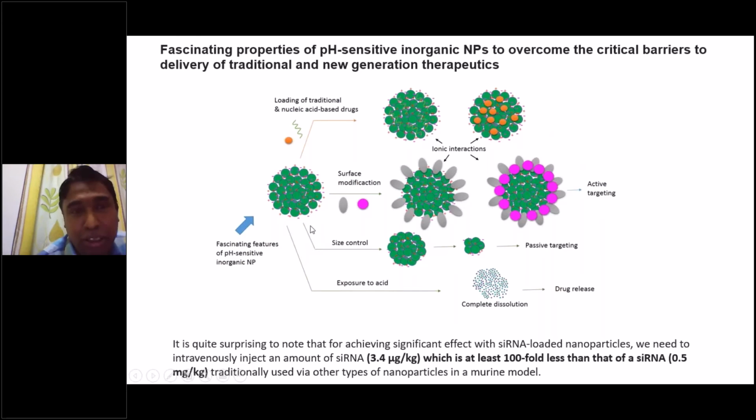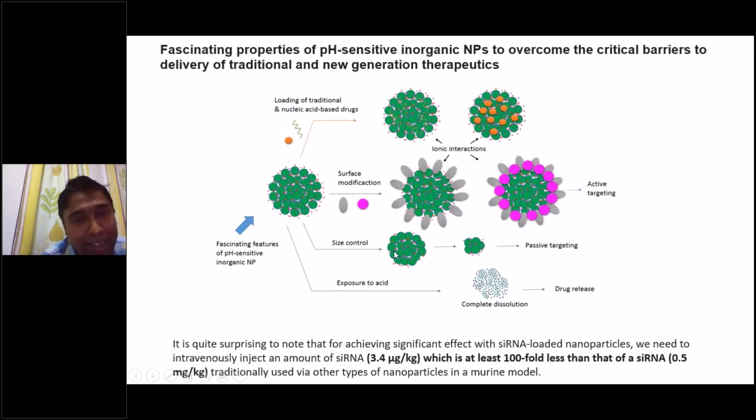All are ionic interactions. The particles form the crystal by ionic interaction. They bind drugs by ionic interaction. Even when you modify the particle surface with some ligand or other hydrophilic molecule, it is also by ionic interactions, not any covalent interaction. And that's why they are very sensitive to acidic pH or other conditions to be degraded and to release, unlike covalent interactions, which are very strong.